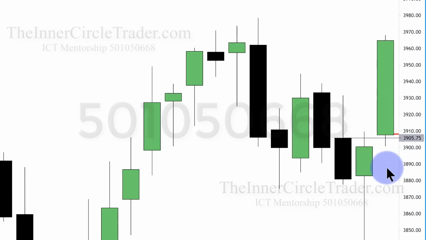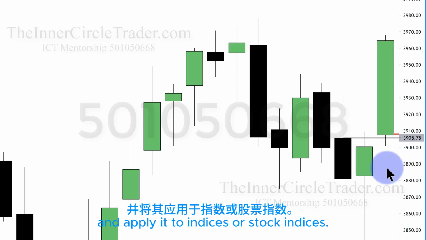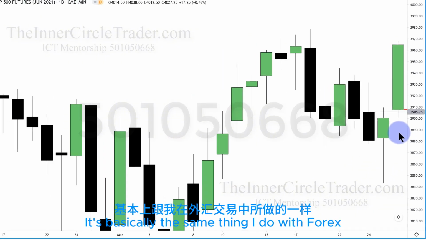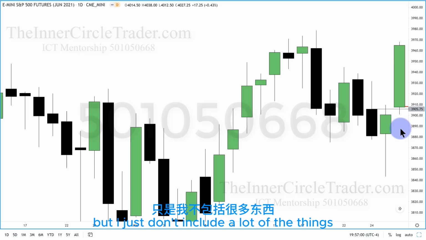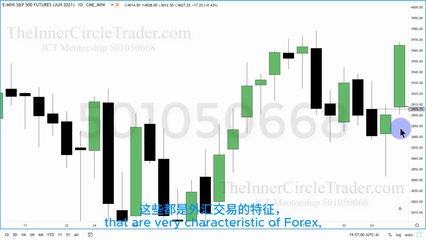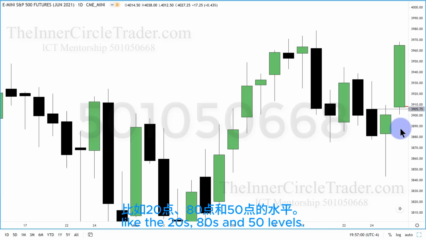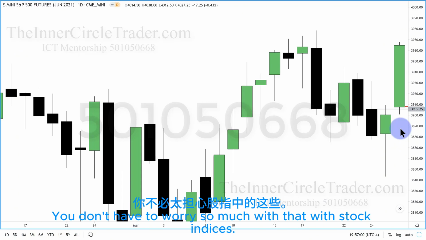This is how you take institutional order flow and apply it to indices or stock indices. It's basically the same thing I do with Forex, but I just don't include a lot of the things that are very characteristic of Forex, like the 20s, 80s, and 50 levels. You don't have to worry so much with that with stock indices.